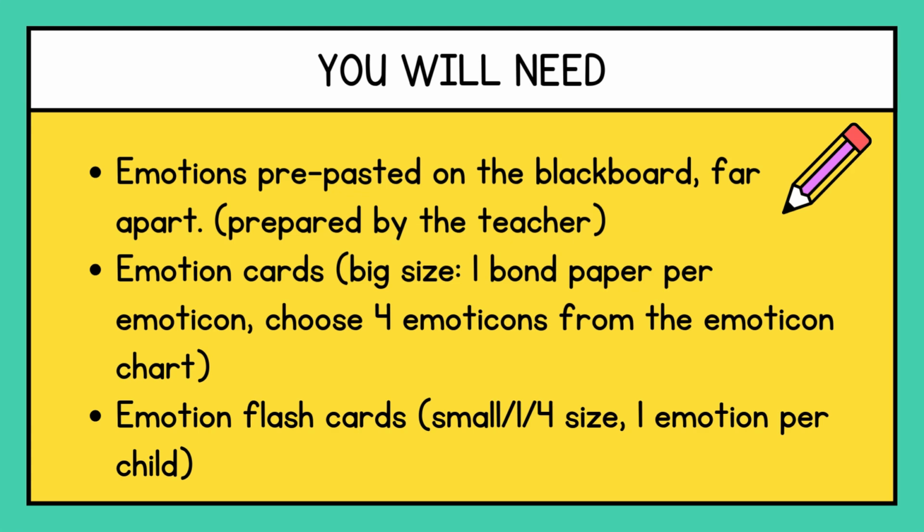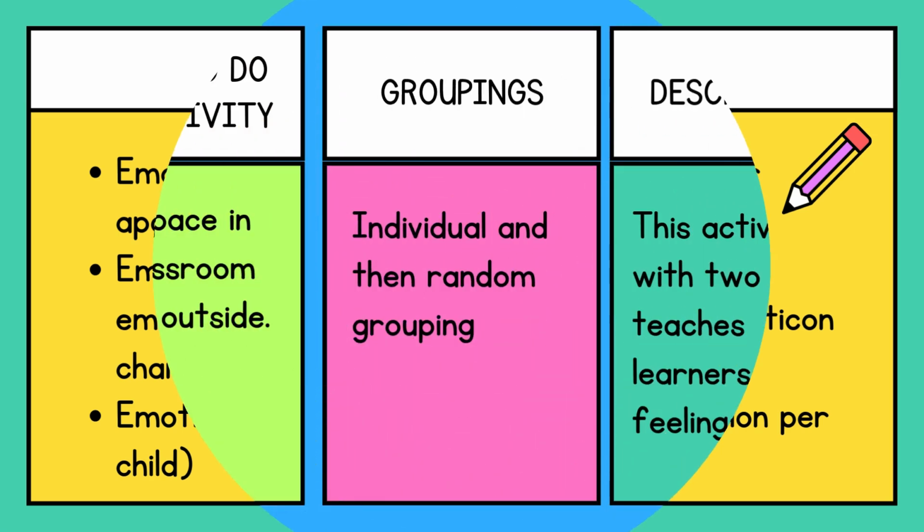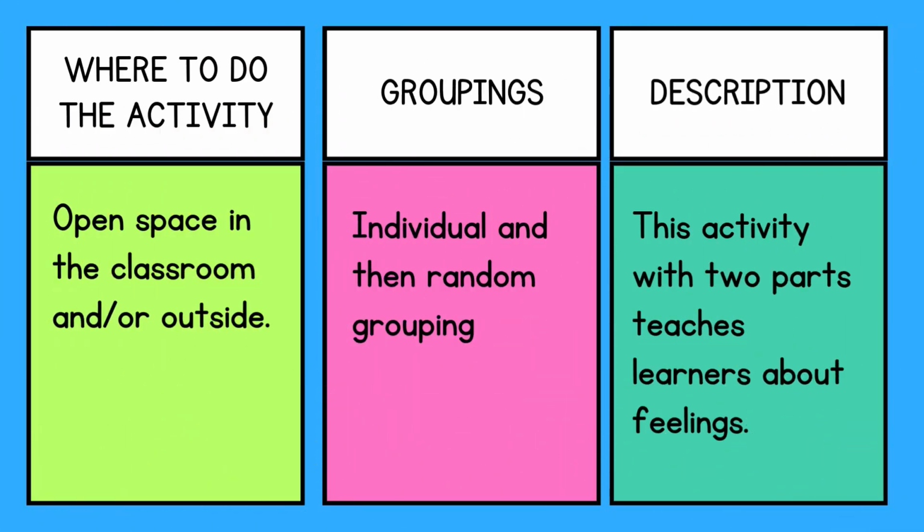You will need emotions pre-pasted on the blackboard, far apart; emotion cards, big size, 1 bond paper per emoticon, choose 4 emoticons from the emoticon chart; emotion flashcards, small, 1/4 size, 1 emotion per child. Where to do the activity: open space in the classroom and or outside. Groupings: individual and then random grouping.